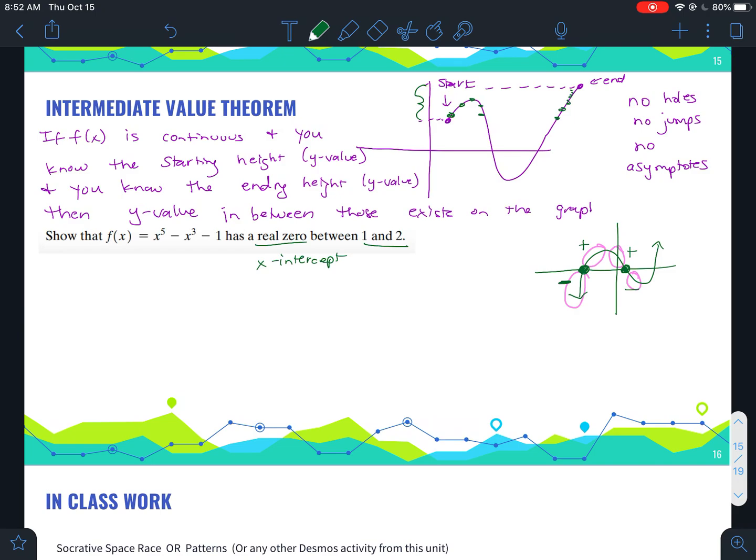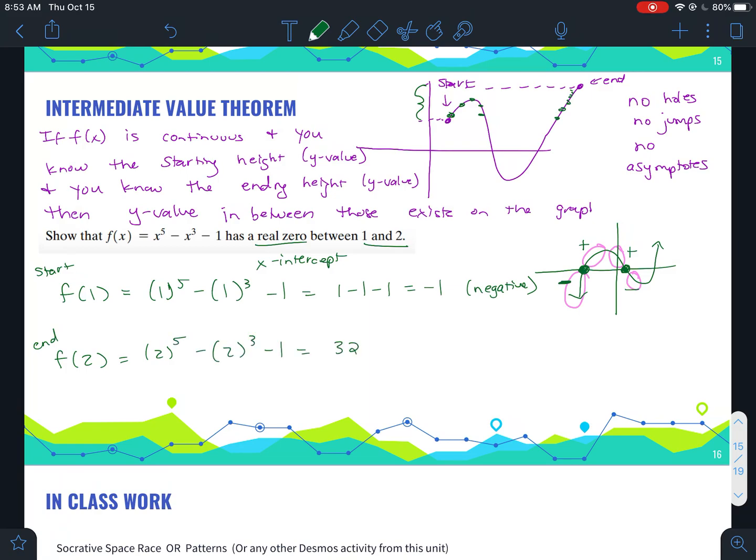So to test that using the intermediate value theorem, we're going to figure out what f at 1 is and f at 2 is. So this is going to be the starting height, and this is going to be the ending height. And I want those heights to change signs. So I want one to be positive and one to be negative. And if that's true, then I would have a 0 on that interval. So if I plug in 1, I would get 1 to the 5th minus 1 to the 3rd minus 1, which would be 1 minus 1 minus 1, which is negative 1. So this is negative. So that would be below the x-axis. And then if I plug in 2, I get 2 to the 5th minus 2 to the 3rd minus 1, which would be 32 minus 8 minus 1, which is 23, which is positive.